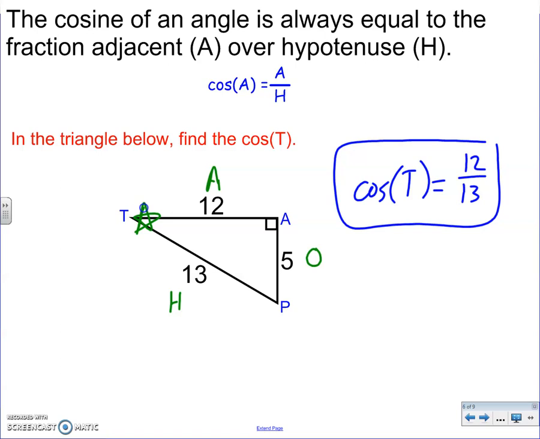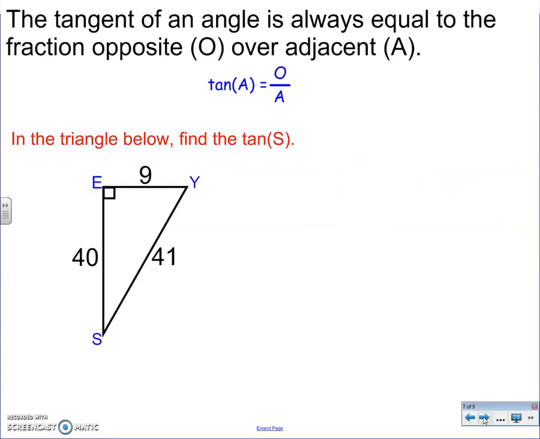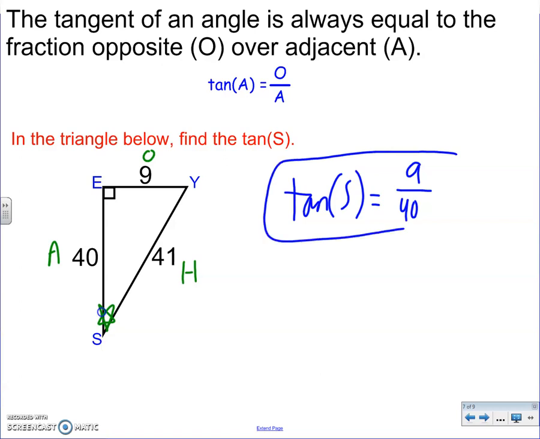All right, another one. The tangent of an angle is always equal to the fraction O over A, opposite over adjacent. So in the triangle below, find the tangent of angle S. So we're starting at point S as our point of reference. Label HAO. Then we're just going to write the fraction. So the tangent of angle S equals O, which is 9, and A, which is 40. All right, so if you notice, all we're doing is labeling the sides, HAO, and then writing the fraction correctly, picking the two sides.